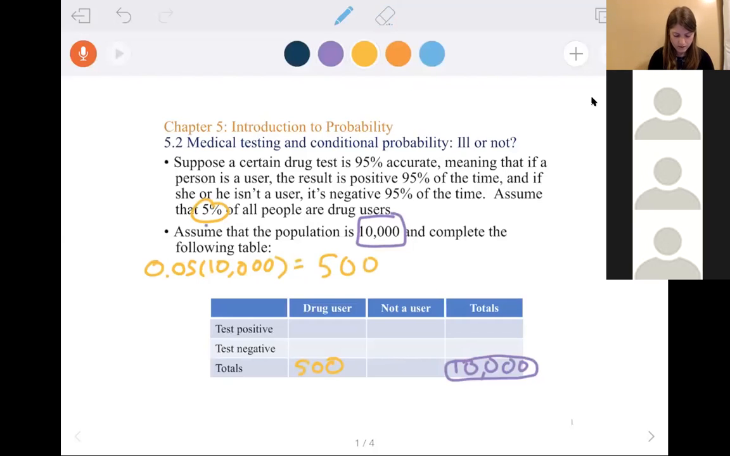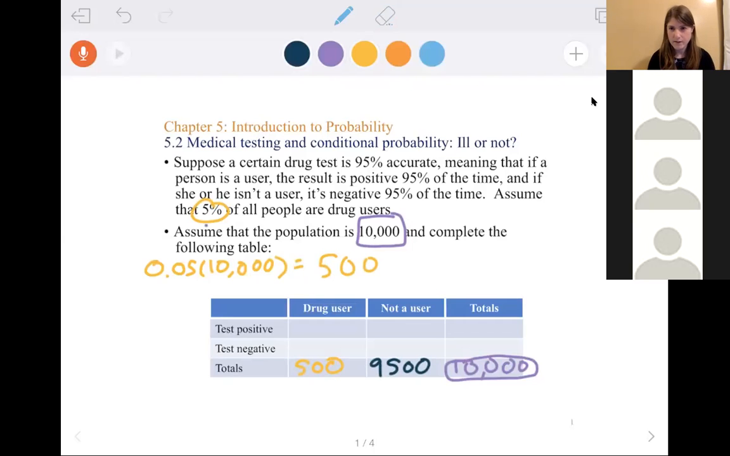So think about, that's how many people are drug users out of our 10,000. Now, if you think about how many are left over, you still only have 10,000 in your population. So that leaves you 9,500 that are not users.